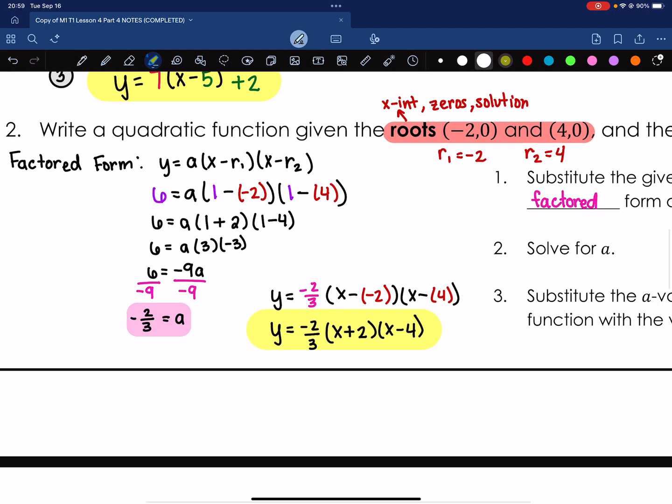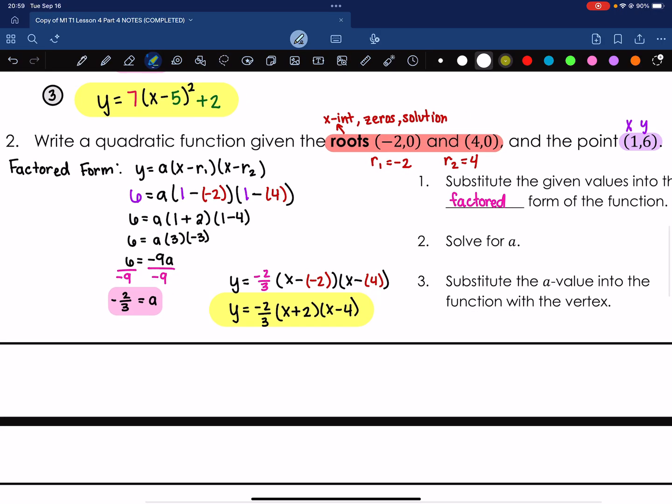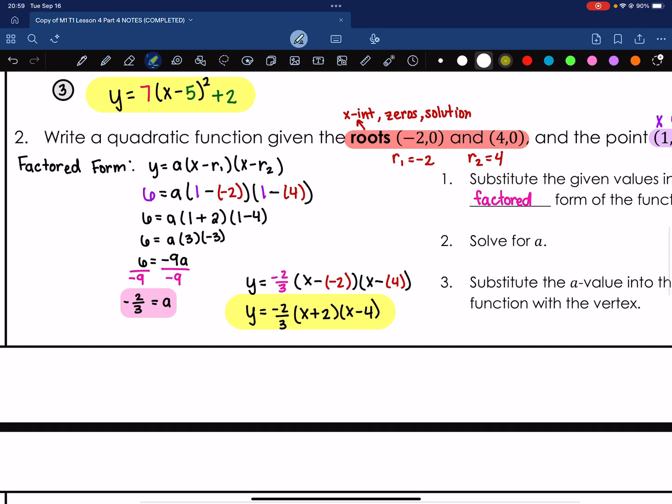that would represent this quadratic function going through the roots (-2, 0) and (4, 0), and also going through the point (1, 6). Now, when it comes to this step right here, if you can jump straight to this form, that's fine. But if you need to write it, write it. So going back to labeling our steps, this right here was step number 1 where we plugged in. All of that is step number 2, solving for a. And then this right here would be our step number 3.